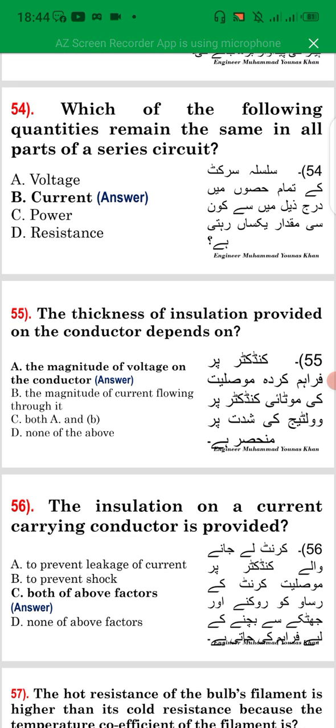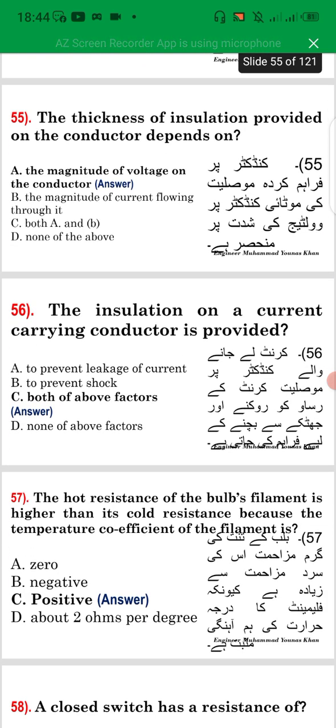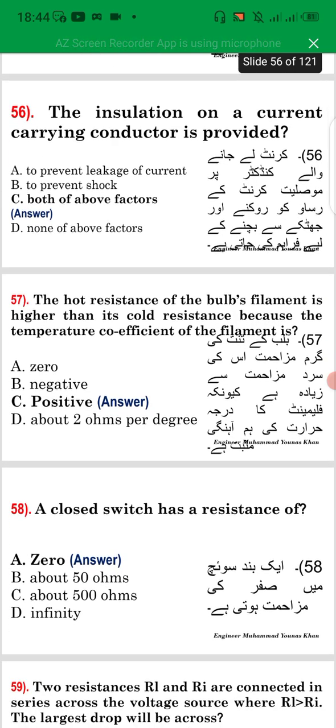The thickness of insulation provided on the conductor depends on the magnitude of voltage on the conductor, the magnitude of current flowing through it, both A and B, none of the above. The magnitude of voltage on the conductor. The insulation on a current carrying conductor is provided to prevent leakage of current, to prevent shock, both of the above factors, none of the above factors. Both of the above factors.